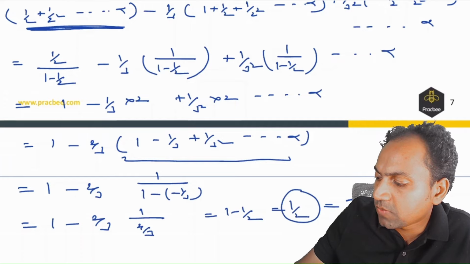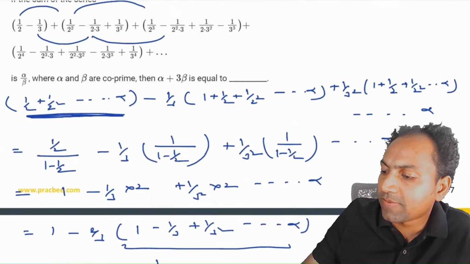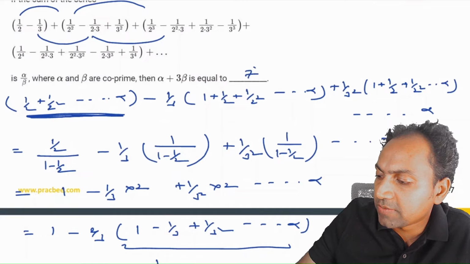So now this is equal to alpha by beta. Then the value of alpha is 1, beta is 2. And if I want to get the value of alpha plus 3 beta, obviously it will come out to 7.